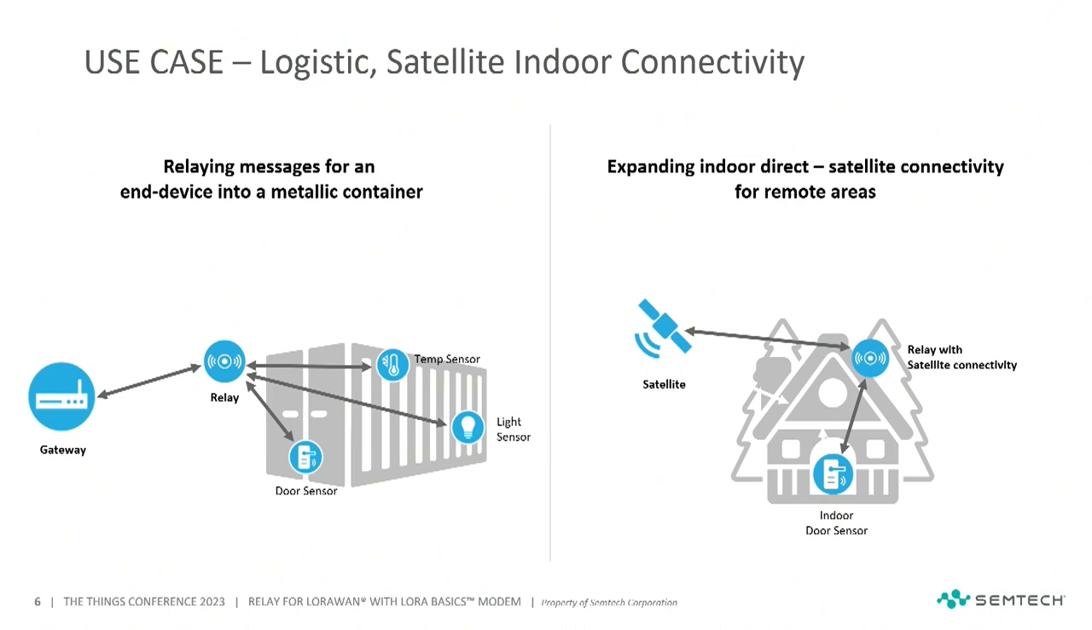And then, okay, those containers again are metallic and behave quite well as a Faraday cage, so it's difficult to propose LoRaWAN in these cases, saying you put a LoRaWAN sensor into the container and then your gateway can be several hundred meters away. It's not working that way, okay? Now the relay could be these devices, eventually a relay with a tracker, put on the outside of the container, and it will be capable to bridge the sensors inside to the gateway, okay?